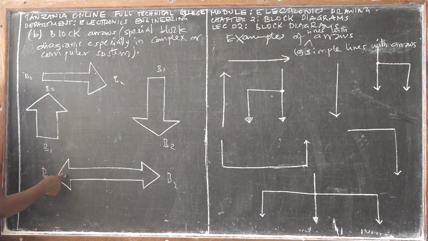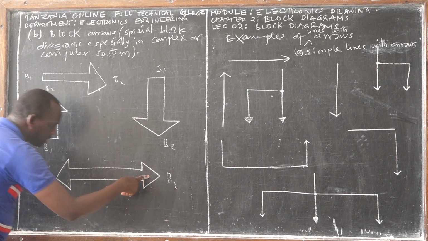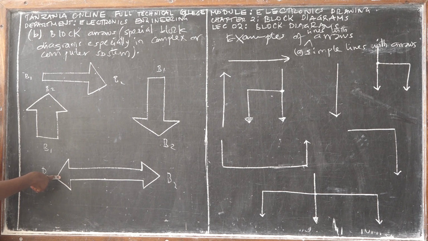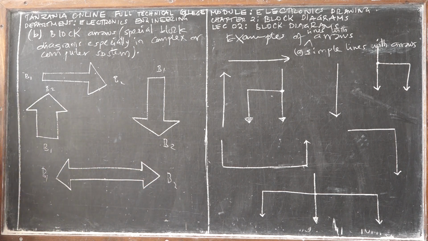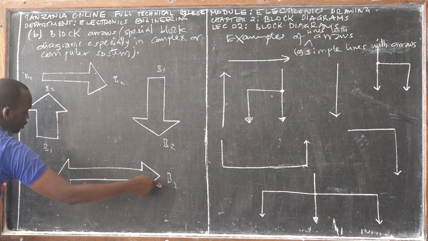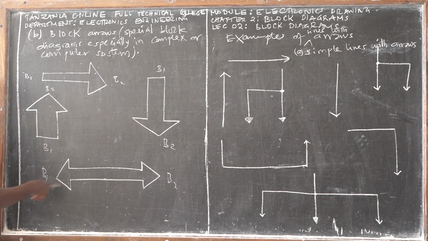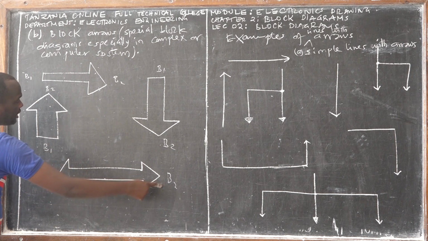So this is acting as a source to this, and also this one is acting as the source to this. So it's a two-way communication. While this one is one-way communication. It's actually the signal moving from the source block to the destination block. While for this one, they move from source block to destination block, and also from destination to source block. When moving in this direction, this is the source block, this is the destination block.